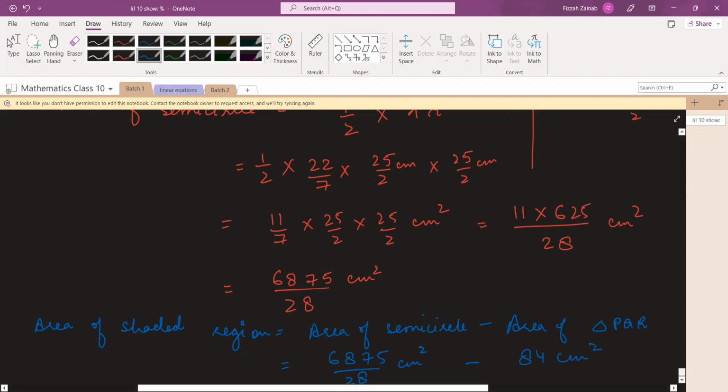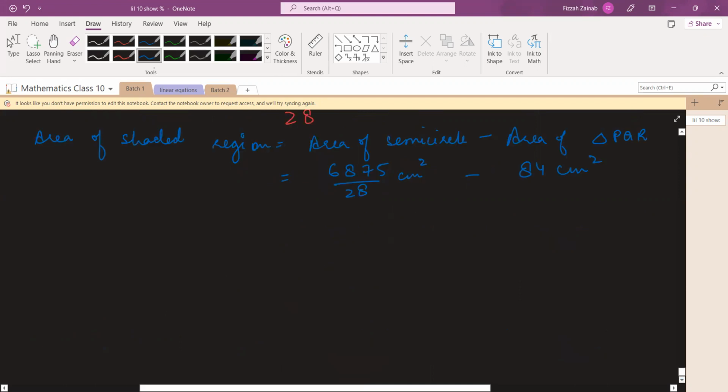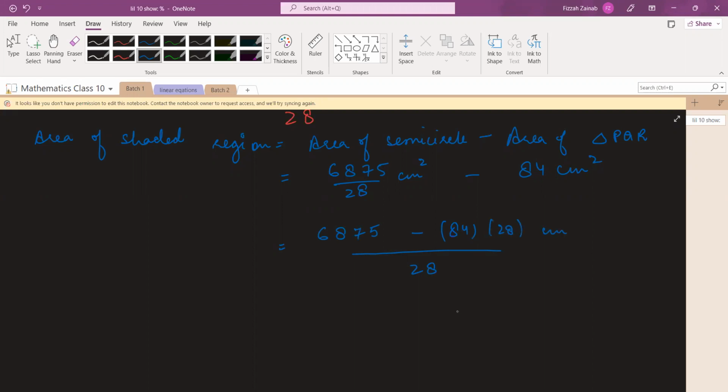Okay. Now, obviously, you have to take LCM. There is no other choice. So here 28 will be the LCM, right? So this will be 6875 and then minus. So now you have to multiply 84 into 28, right? Correct? So quickly multiply 84 into 28.